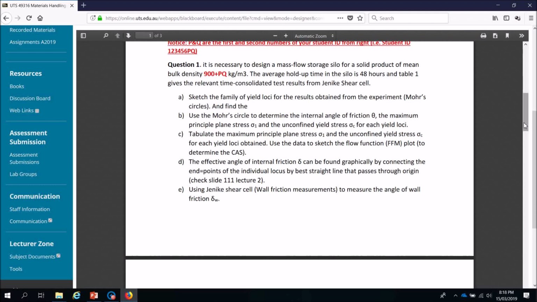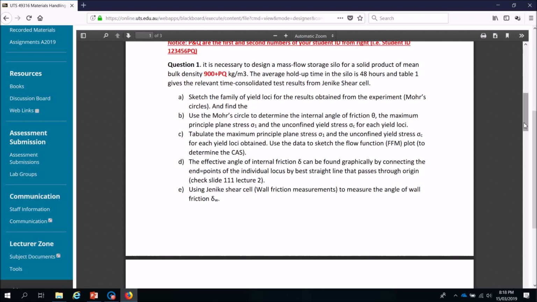The effective angle of internal friction delta can be found graphically by connecting the endpoints of the individual yield locus by a straight line that passes through the origin, and you can check slide 111 from lecture 2. Well, actually, this was lecture number 1 in this case. Using the Jenike shear cell to measure the angle of wall friction delta W is something we will learn next week.